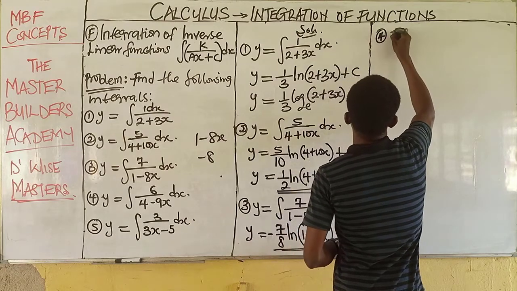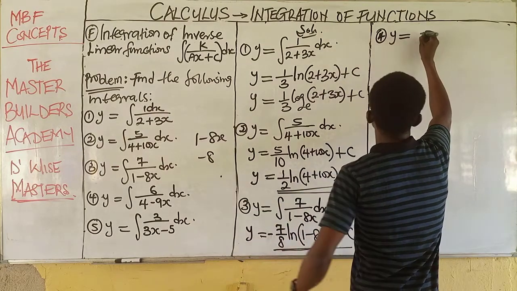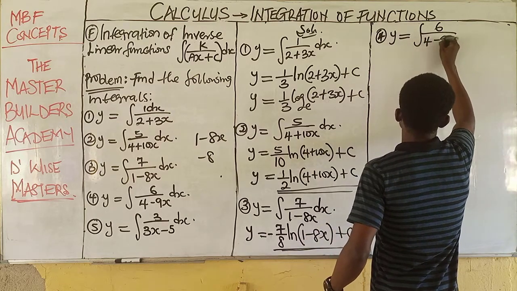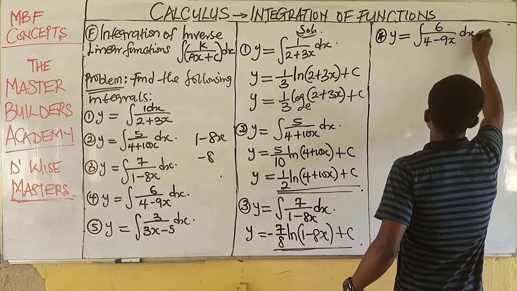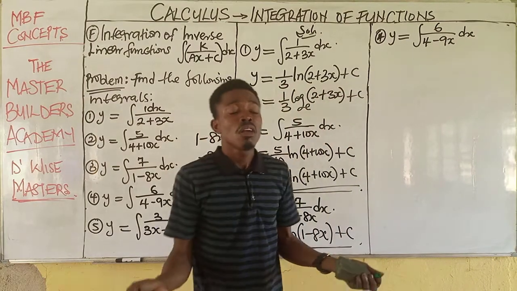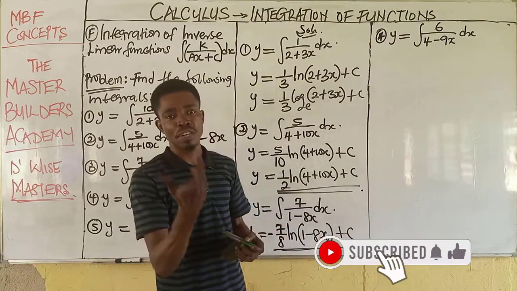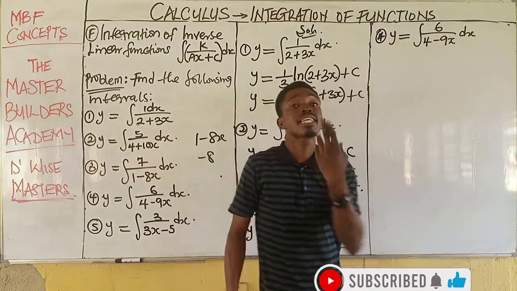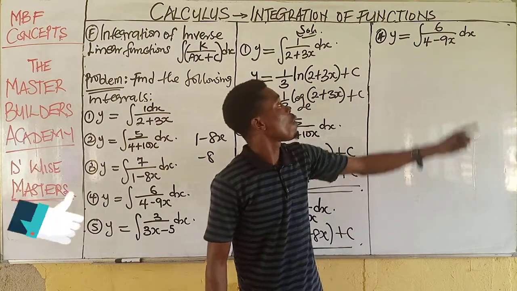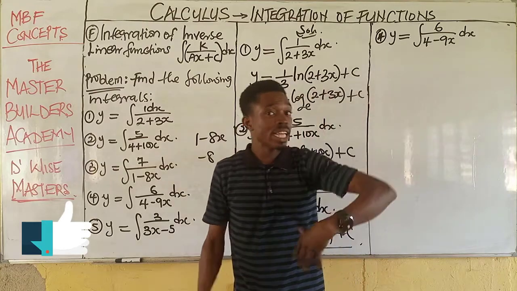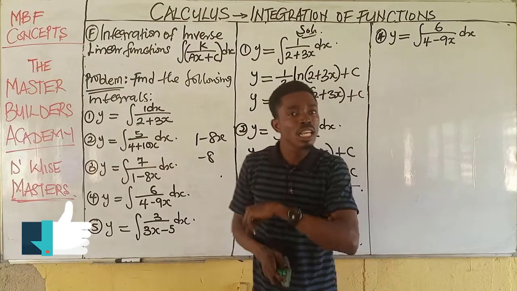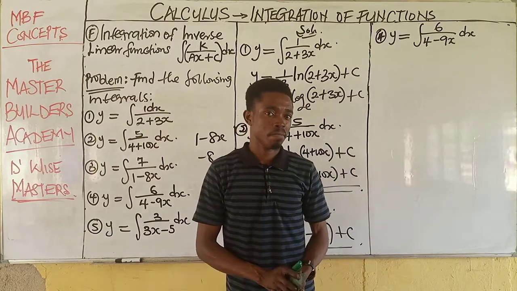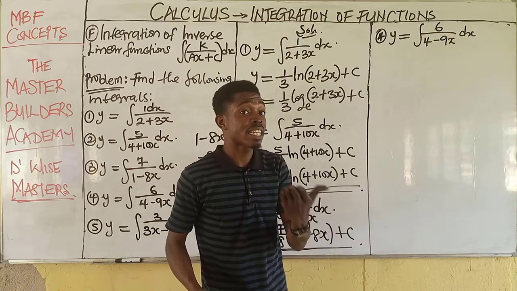Now, we have question number 4. We are given that y is equal to the integral of 6 over 4 minus 9x dx. This is a fraction. I'm integrating a fraction. So first, what do I have at the numerator? What I have at the numerator here is a constant. And now when I look at the denominator, what I have there is a linear function. That means I am still dealing with an inverse linear function.